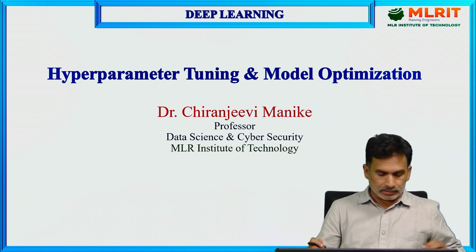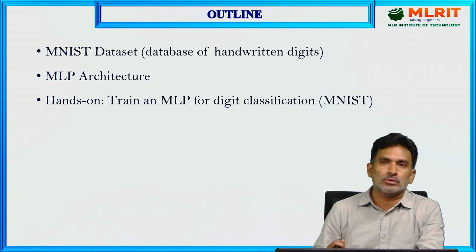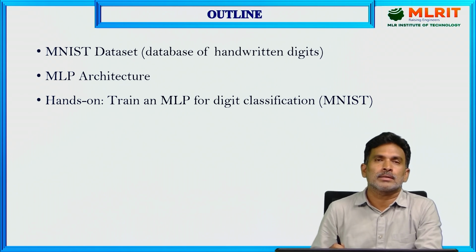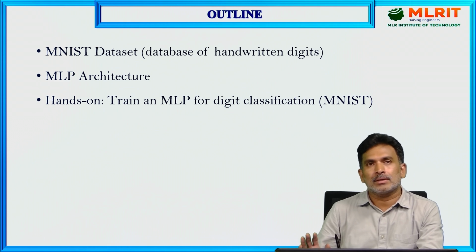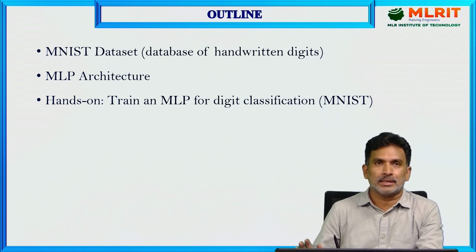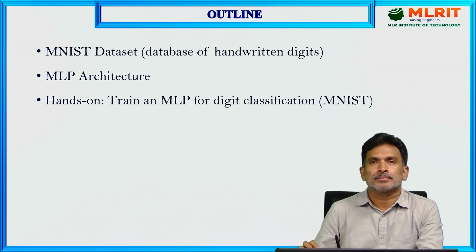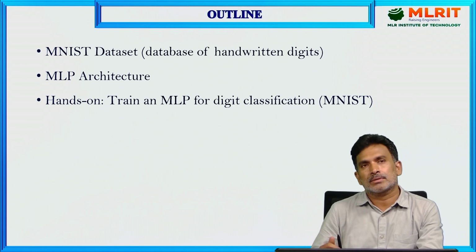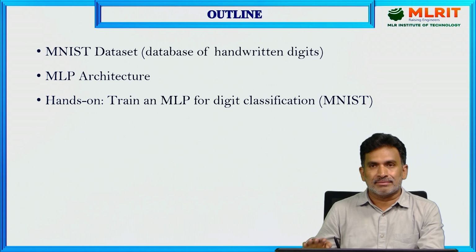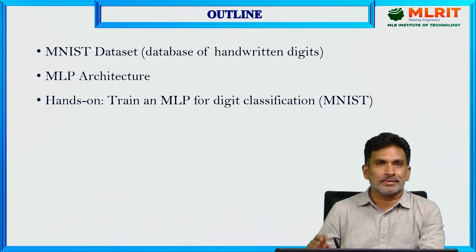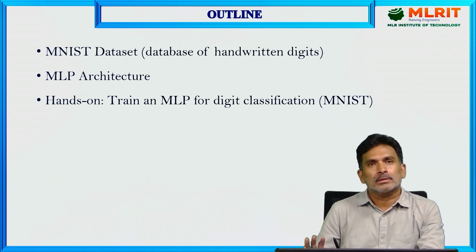In this lecture, I have divided the content into two parts. In the first part, I am going to explain the theory concepts, mainly what the MNIST data set is, that is Modified National Institute of Standards and Technology, which is the full form of MNIST, and what this data set is. Next, we'll see the MLP architecture, what the different layers are, and what the input and output of each layer are.